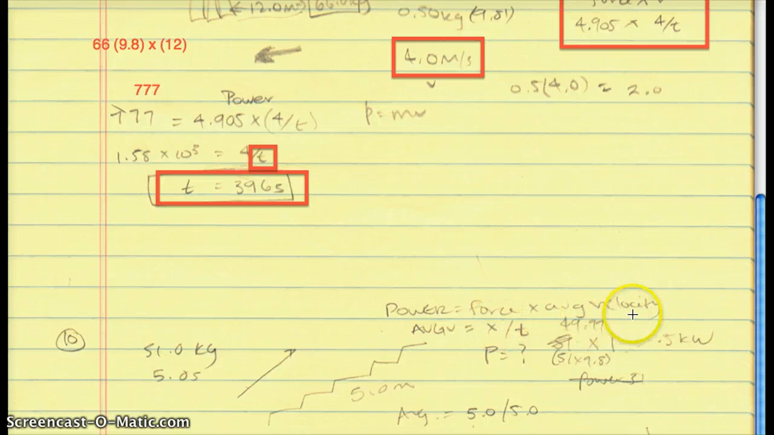So we know that power is equal to force times average velocity. We know that average velocity is displacement divided by time. Our displacement is 5 meters, divided by our time, which is 5 seconds. That is equal to 1. We can plug that in here for average velocity, so I'll write that out. Make it a little easier.